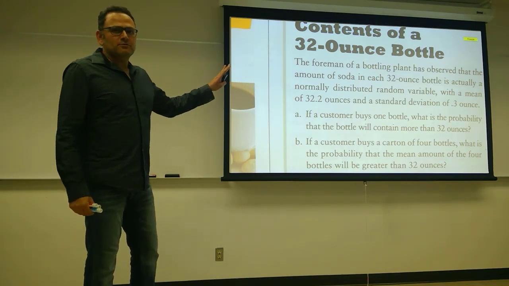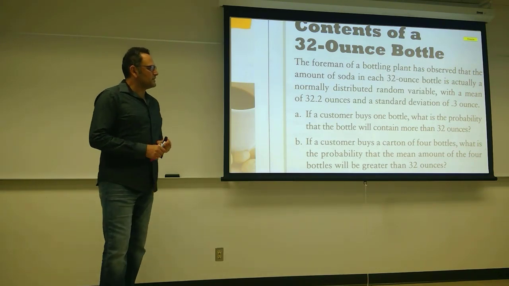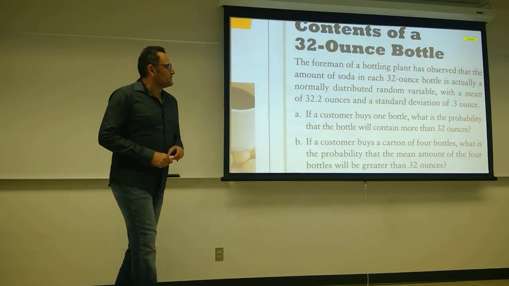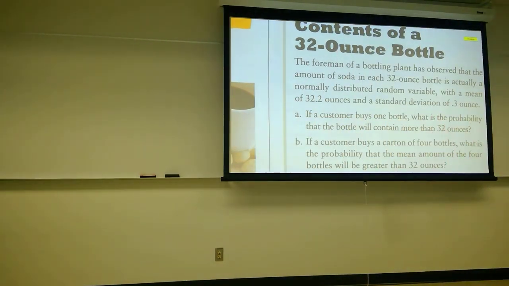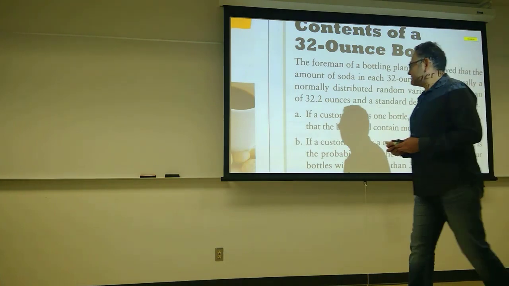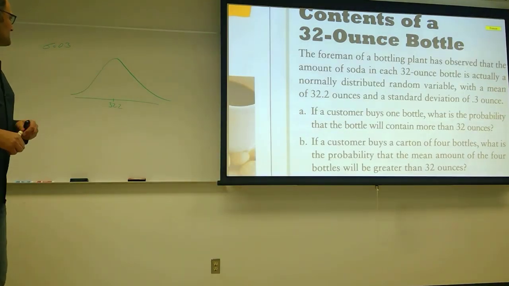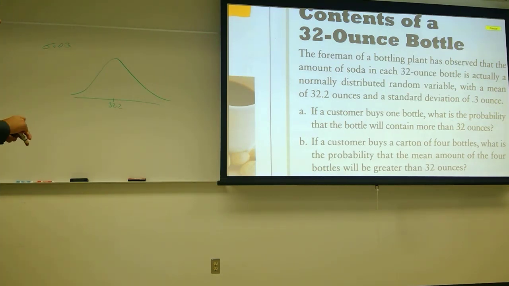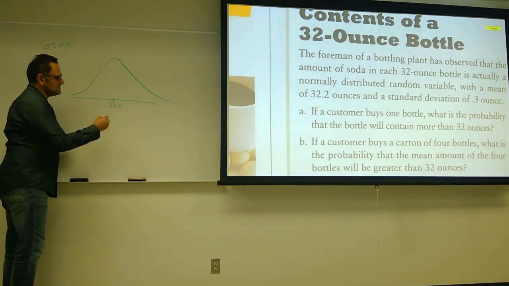I did this example in both of my classes, so you should remember that, look into your notes, but this is a good refresher, I think. So the question was that the foreman of the bottling plant has observed that the amount of soda in each 32-ounce bottle is a normally distributed random variable with a mean of 32.2. Okay, so I just changed the color because I think it's better visible for you guys in the video. Anyway, so the machine is filling up the bottles with a mean of 32.2 ounces.